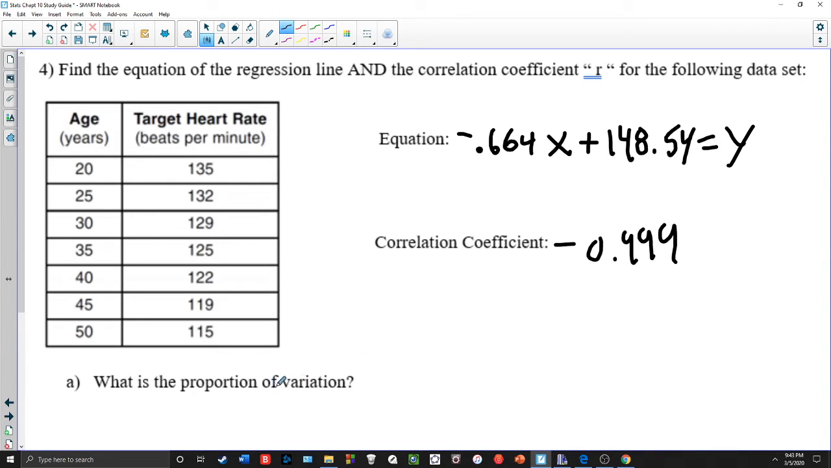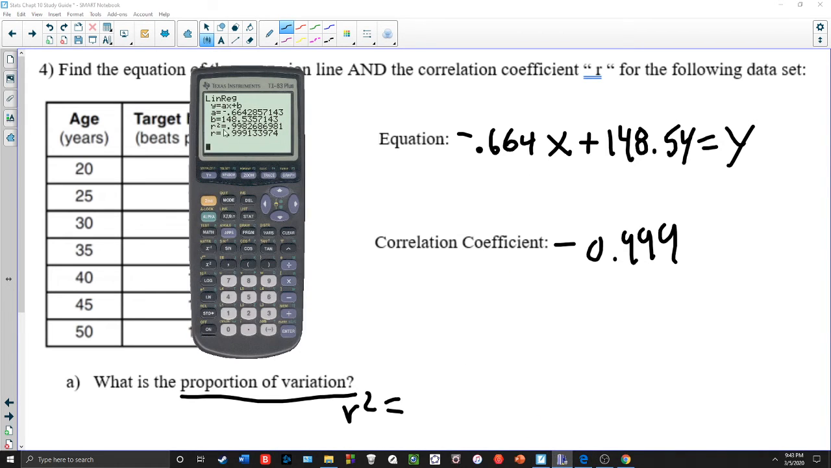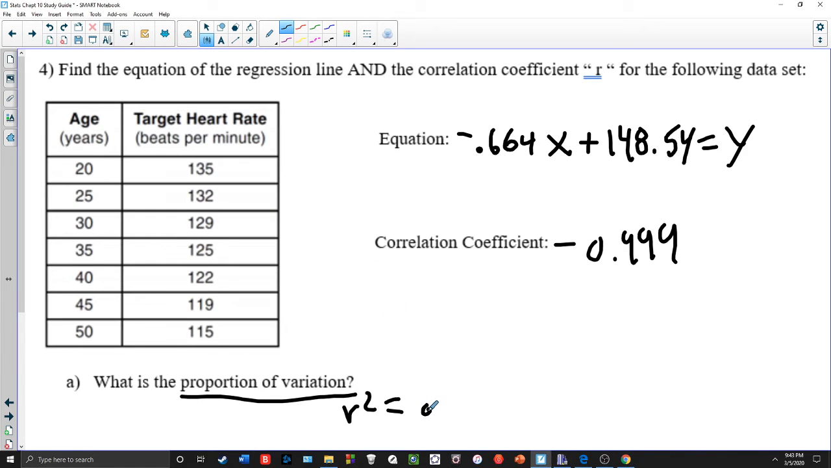What is the proportion of variation? This fancy word just means R squared. That's it. So my R squared is 0.998. So what this means is about 99% of the reason that a person's target heart rate goes down is because their age goes up. So again, not all the reason, there are other factors as well, but that's what it means when it asks for proportion of variation: what percent or how much of y is changed because of x. But as long as you know it's r squared, you can get the value no problem.